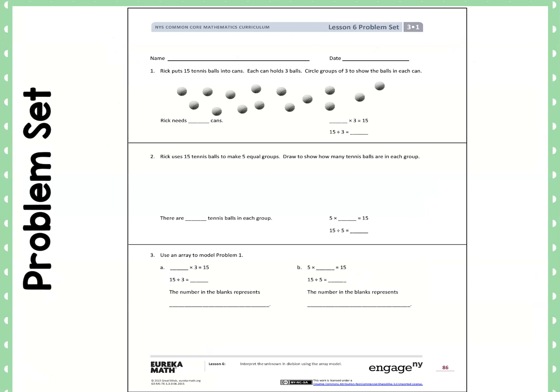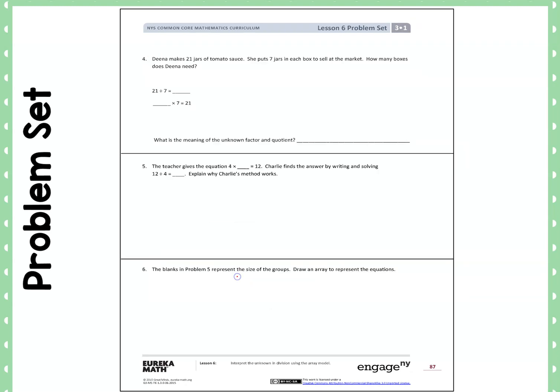Okay, so now we're going to take what we learned and apply it on our problem set. So just like we've done the last couple of lessons, we're going to do a few together, and then on Seesaw, I've assigned you these pages to do at home, but you're only going to need to do certain problems because we've already done some together. So we're going to do number 1, number 3, and number 5.